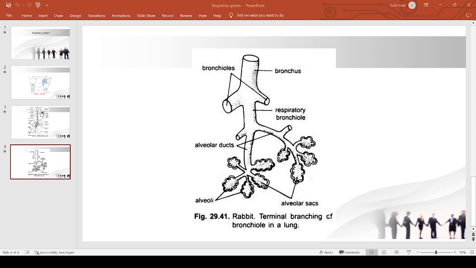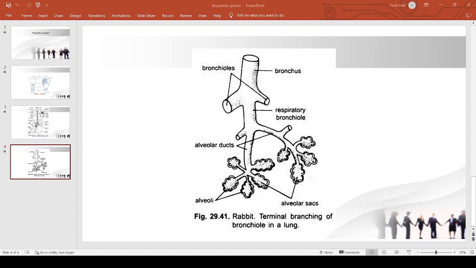This is HbO2, which is known as oxyhemoglobin. The color of the oxyhemoglobin, as I told you earlier, is bright red. Normally it is purple in color. This is the method by which 97% of oxygen is actually transported by hemoglobin.